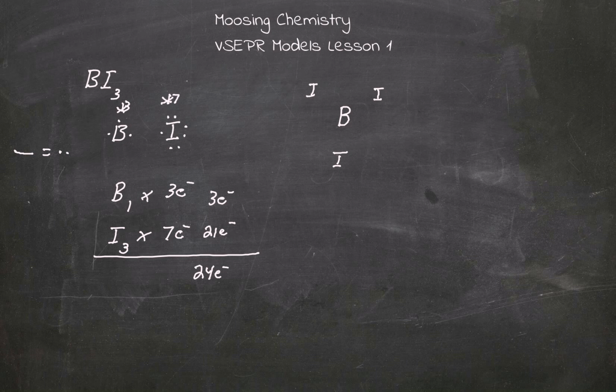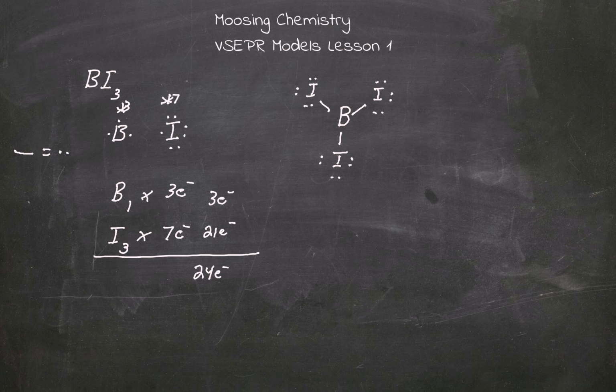So let's go ahead and count out our electrons. First we have to connect the I's to the B. So 2, 4, 6. We've used up 6 of our 24 electrons. Now what we need to do is put the rest of the electrons that we have available around the I's, like this. If we had any electrons left over, we would put them back on the core atom. But if you look at this, we have 8 electrons around each of the outer atoms. So 8 times 3 is 24.